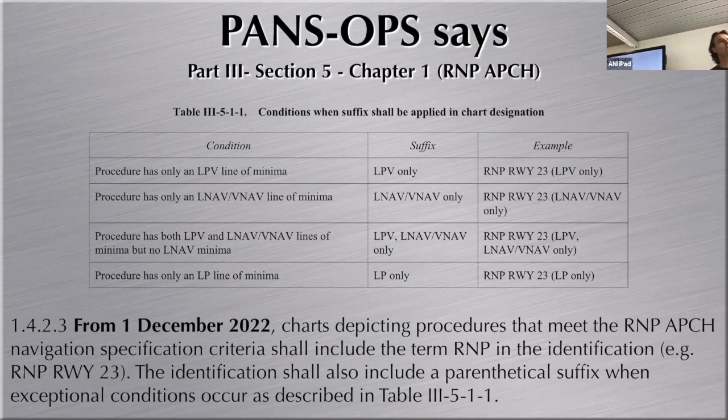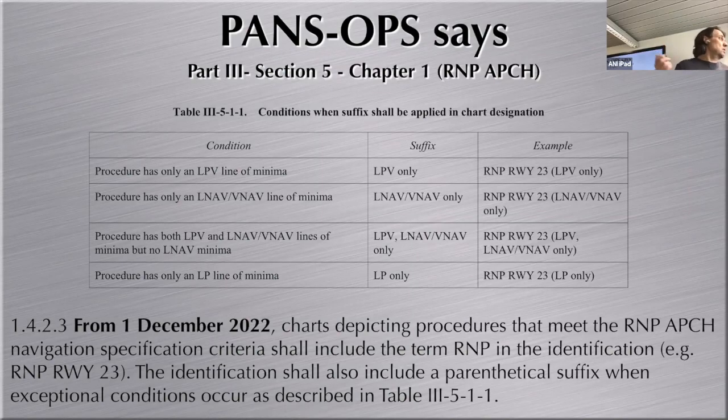In part 3, section 5, chapter 1, for RNP approach, it says from 1st December 2022, charted instrument procedures that meet the RNP approach nav spec criteria shall include the term RNP in the identification, and the identification shall also include a parenthetical suffix when exceptional conditions occur as described in table 3-5-1-1. Personally, I'm not a big fan of parenthetical suffixes in titles because they cannot be reflected by avionics anyway. And as you can see, you could have a suffix saying LPV only, meaning there's an LPV only line of minima, no LNAV, no LNAV/VNAV. Why you need to put that in the title, I don't know.